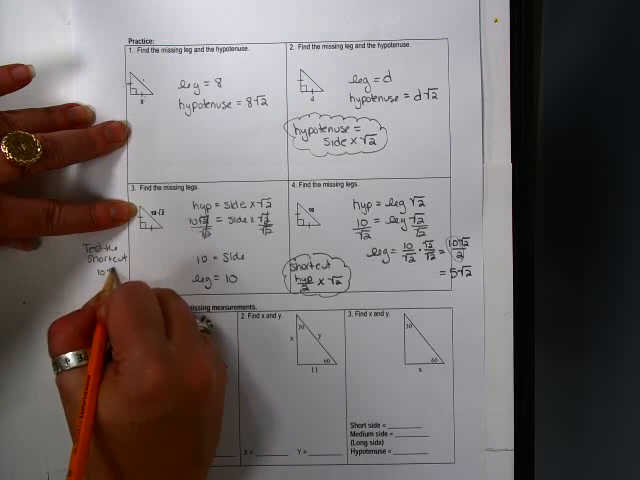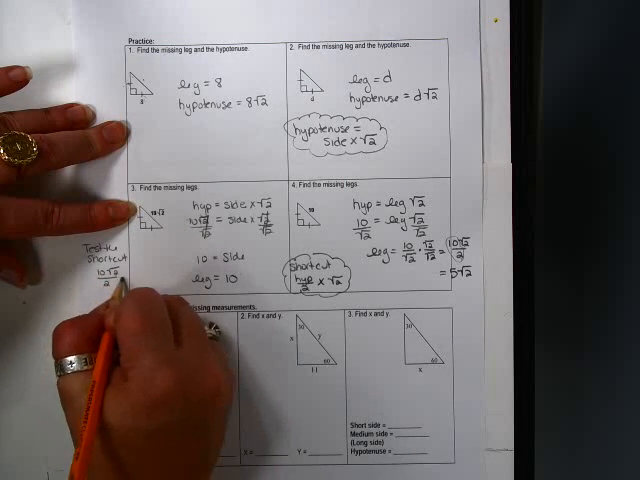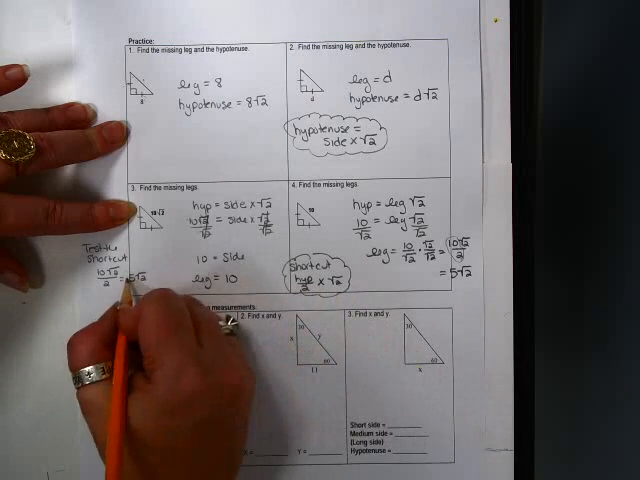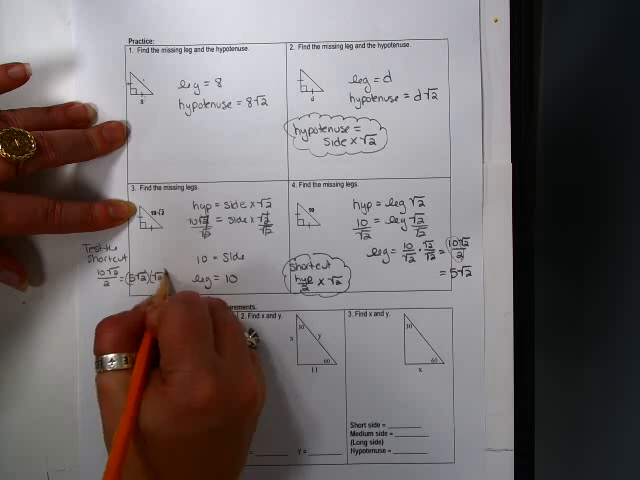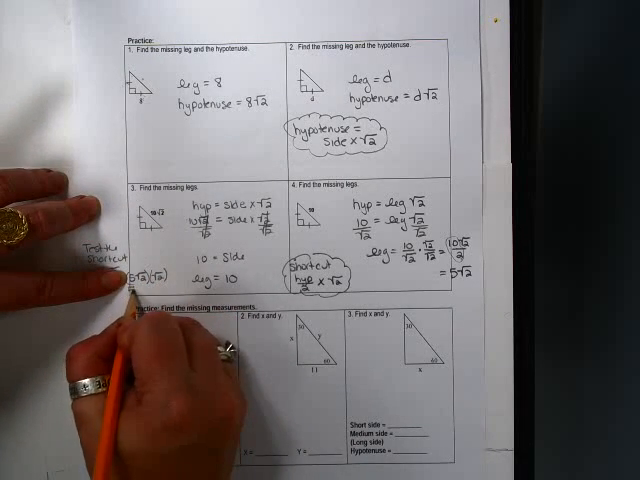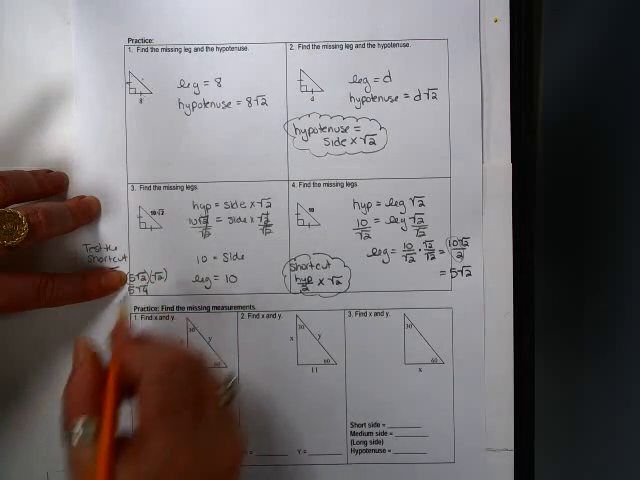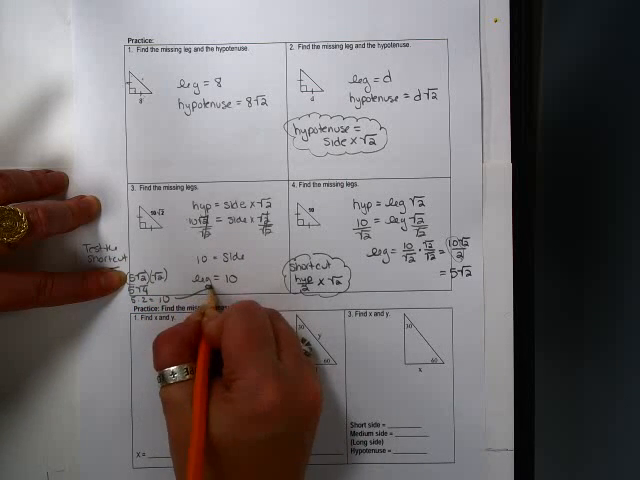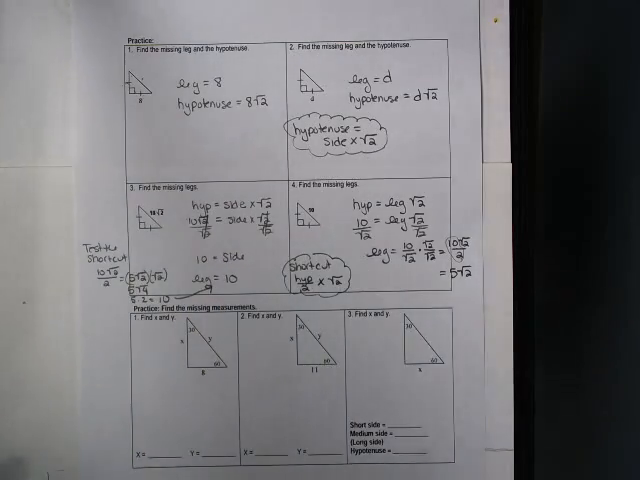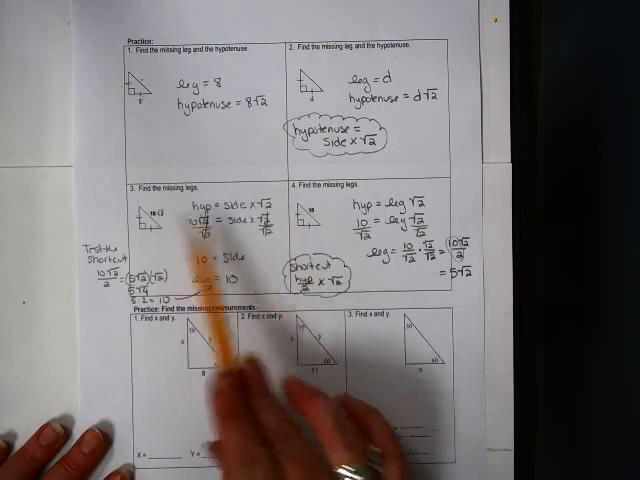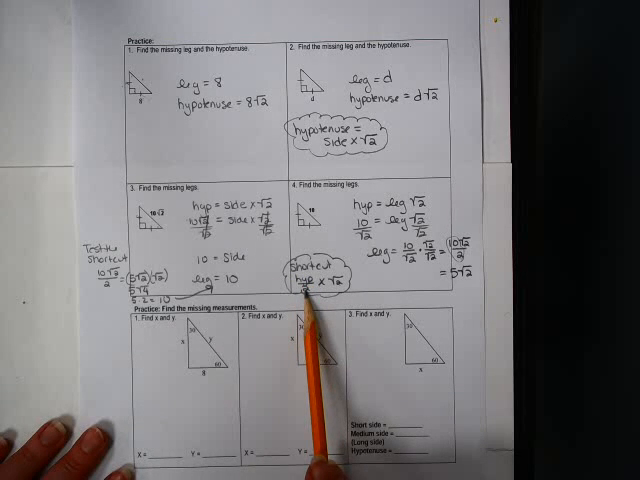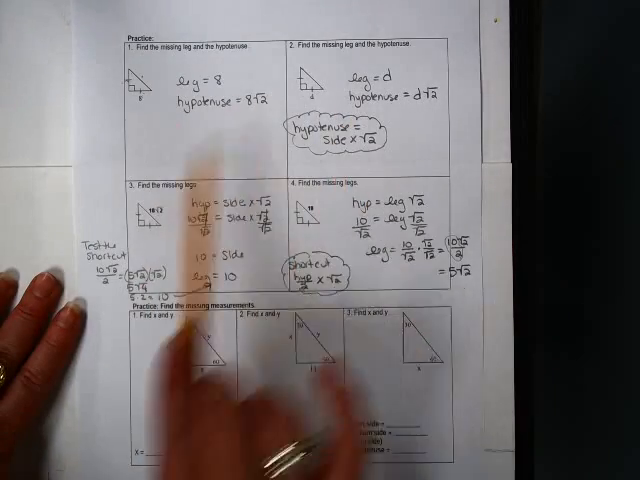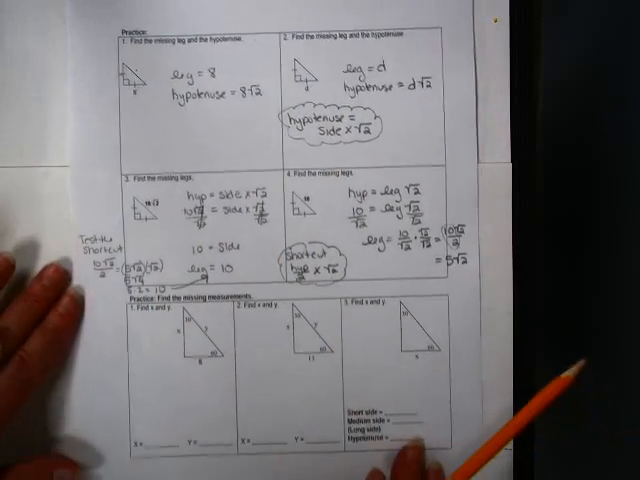So 10 rad 2, I'm going to divide it by 2. That's going to equal 5 rad 2. And then I'm going to multiply it by rad 2. So take this and multiply it by rad 2. Well, that's going to be 5 times rad 4, which is 5 times 2, which is 10. And see how it equals 10? So the shortcut again is to take the hypotenuse, whatever you're given, divide it in half, and multiply by rad 2.